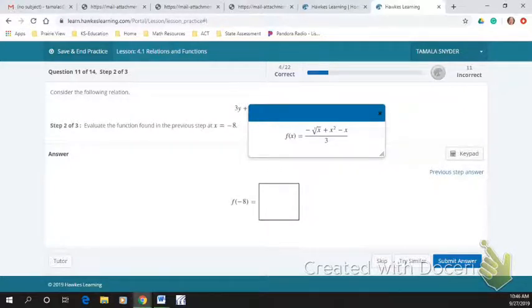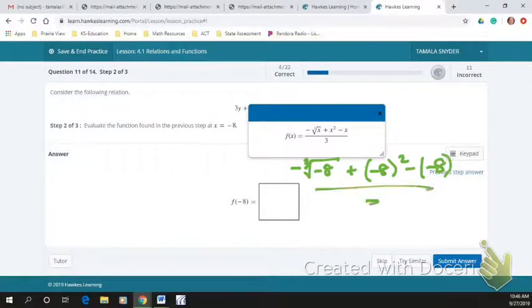So cube root of negative 8 is negative 2, because there's a negative out front. So we've got the opposite of the cube root of negative 8 plus negative 8 squared minus negative 8. You've got to be careful with negative signs. All over 3. So you'll work that out, put that in. That'll be your answer. Step 3 is the same type of question. And that should cover everything on this lesson. So you guys can do your best to try and certify on 4.1 this weekend. So that's 2 plus 64 plus 8 over 3, 72 over 3.